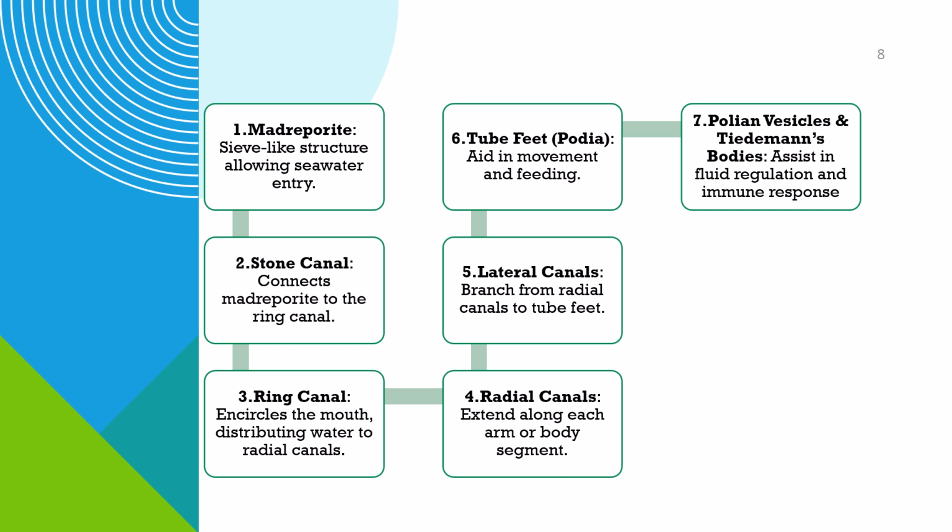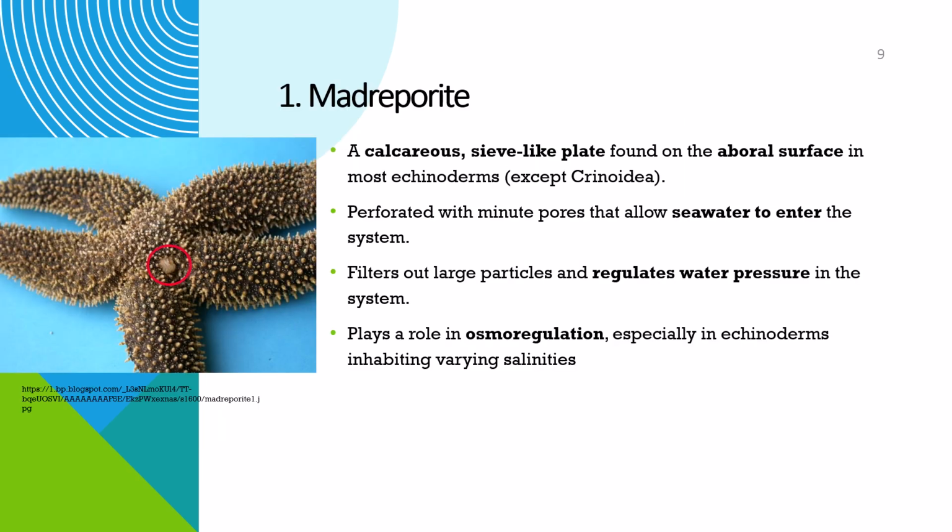The tube feet aid in the movement and feeding. Apart from these tube feet, we observe the Polian vesicles and Tiedemann bodies which assist in fluid regulation and immune response. See, whatever we have seen in the previous slide, I have given just a brief outline of each part or component of the water vascular system. Now we will discuss in detail about each part of the water vascular system.